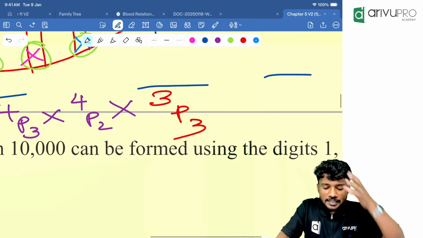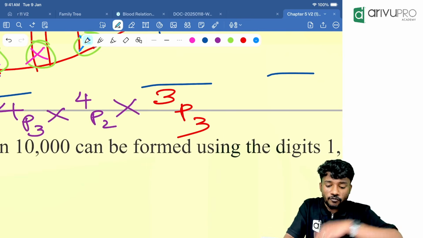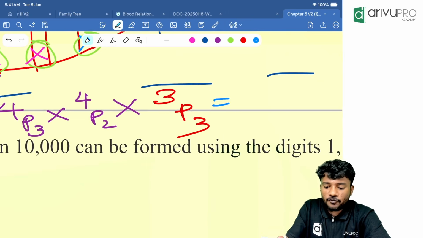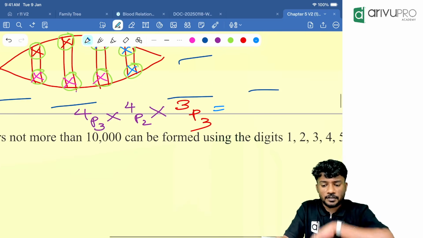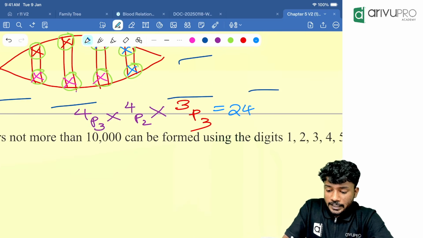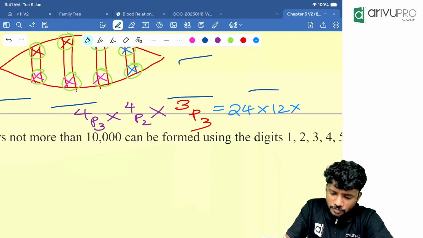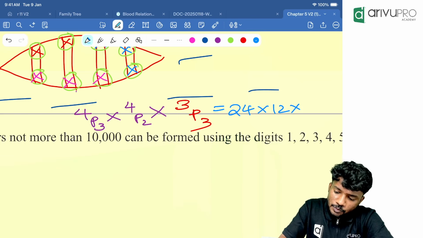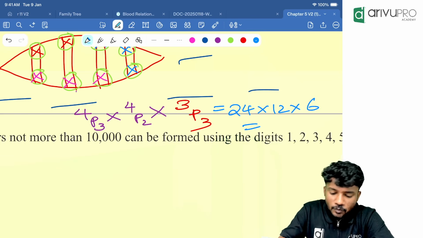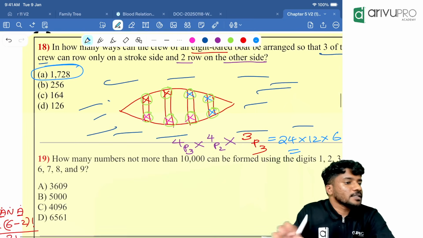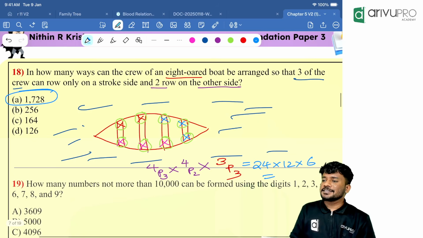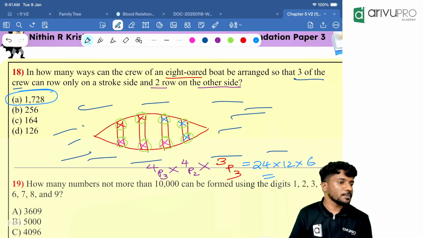So how much is the answer, people? 4P3 into 4P2 into 3P3. 4P3 is how much? 20. Into 4P2 is how much? 12. Into 3P3, 1728 is the answer. Understood this, people? It's a very interesting question which was asked in the previous year.